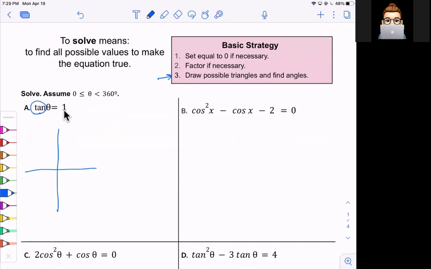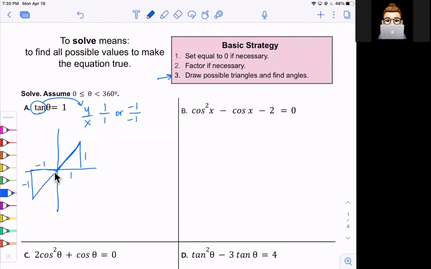Remember, tangent, we've been practicing this in our reviews for the last 2 lessons. Tangent, remember, is y over x. So for 1, we could have 1 over 1, or we could have -1 over -1. Both of those would simplify to this here. Where is my y positive 1 and my x positive 1? It would be in this quadrant here, positive 1, positive 1. Where is it -1, -1? It would be over here, -1, -1.